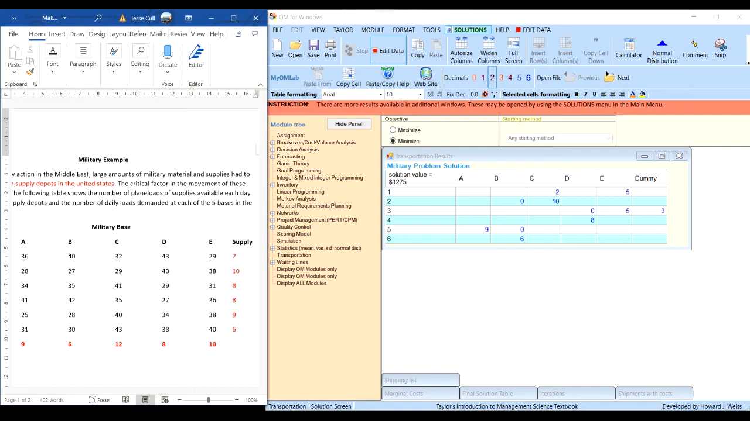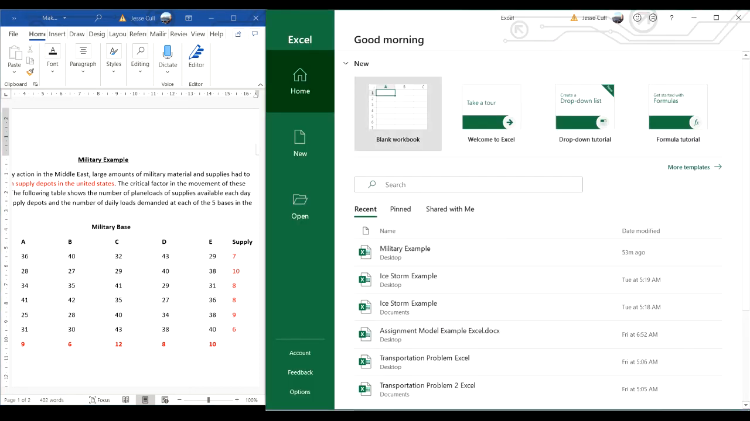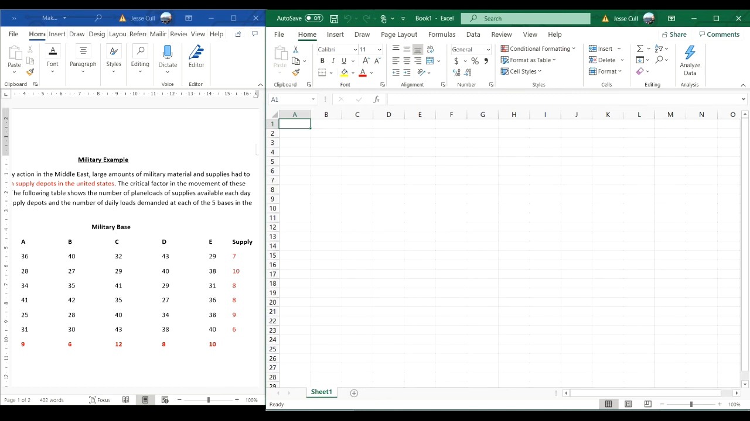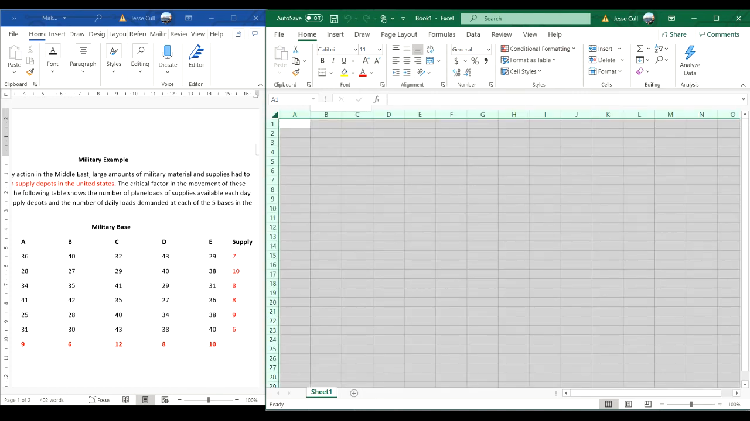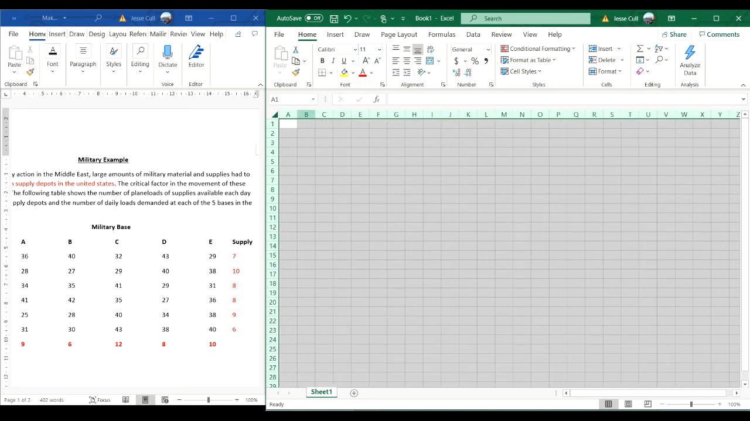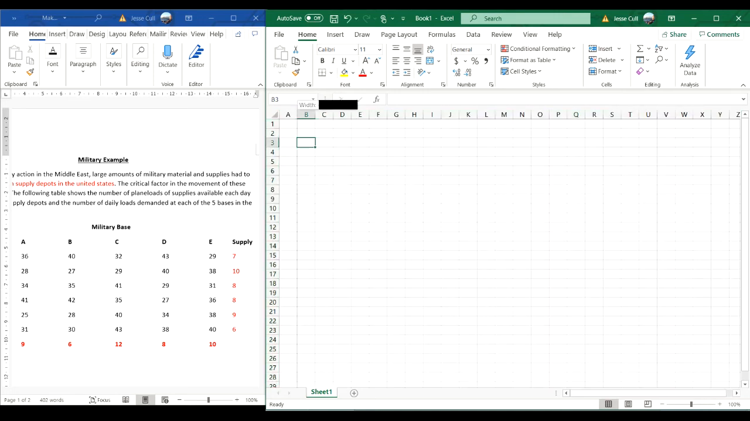Let's solve it one more time in Excel. So we're going to make our cells smaller with a couple being bigger. So let's add that for now. Military example again.